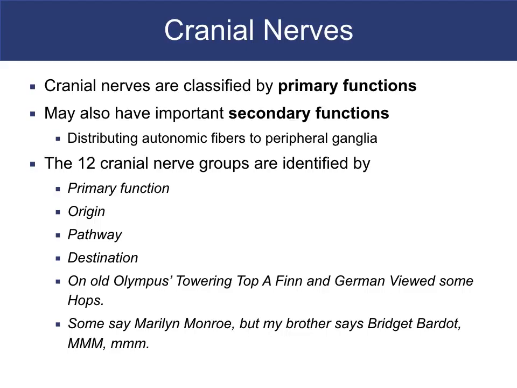V, vagus, is one of the most important nerves. It's the vagus nerve. It carries mostly messages. It's called the vagus because it's the vagabond. In other words, it's the wanderer.